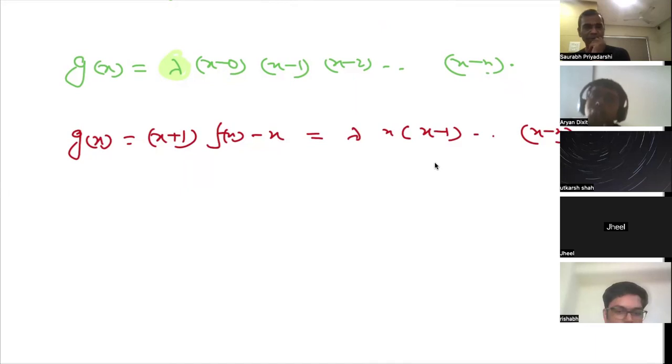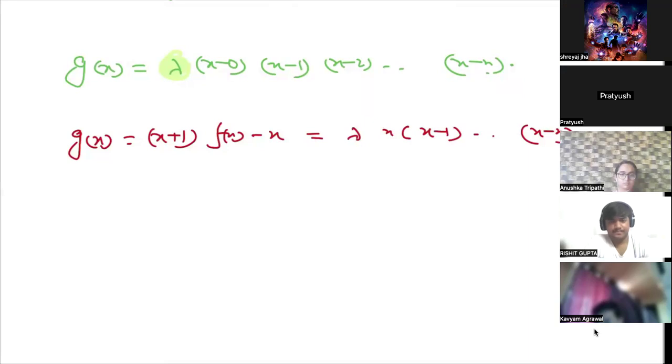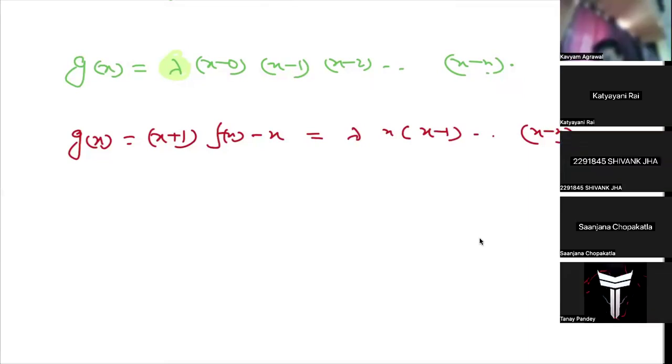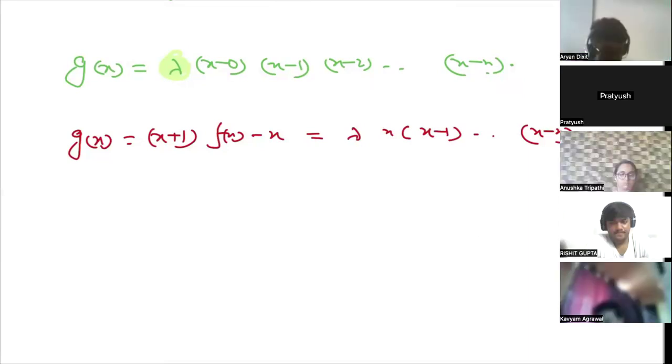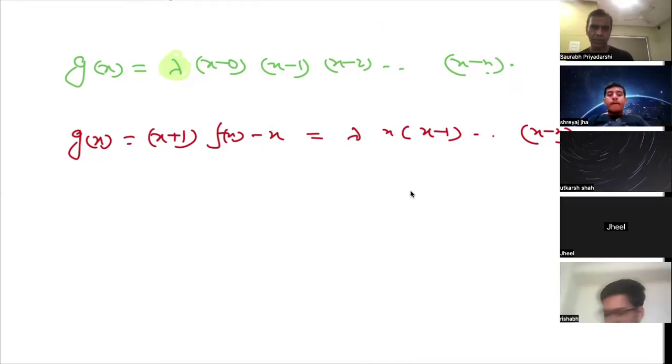Is this okay, everyone? Zeel, is this okay, beta? Yes, sir. Sanjana, is this okay? Yes, sir. Shreyaj, okay, beta? Yes, sir. Satyus, Aryan, Anushka, okay, everyone.